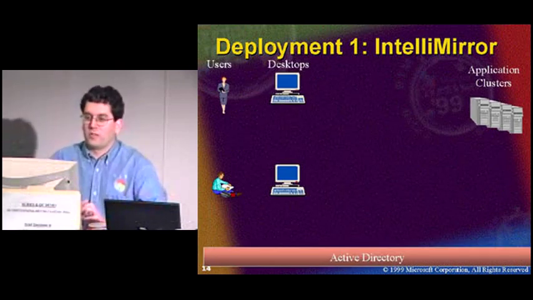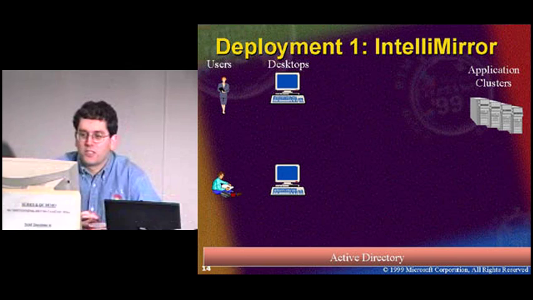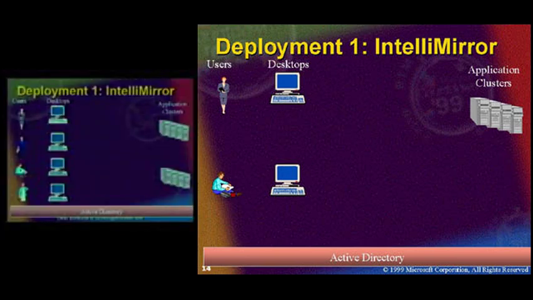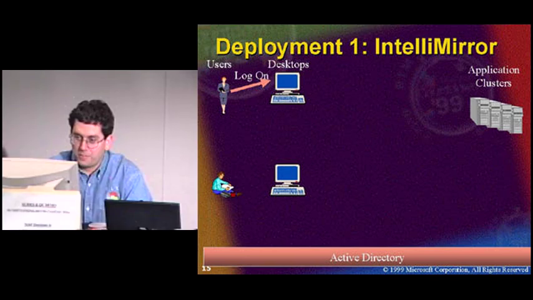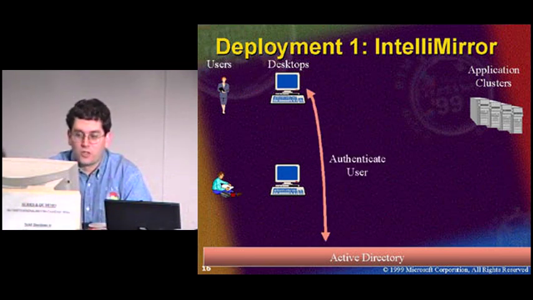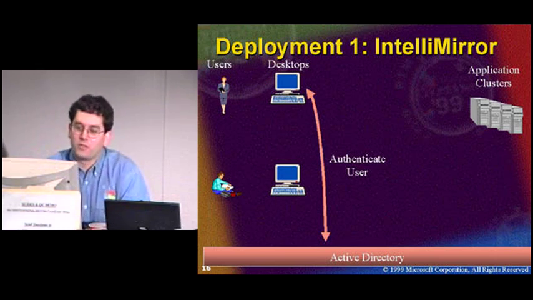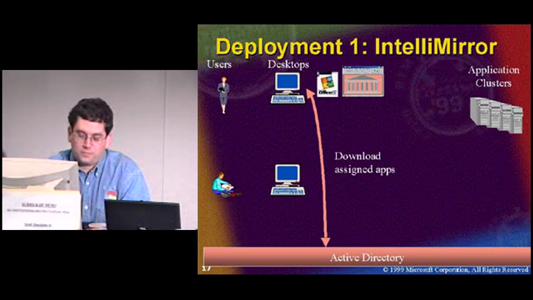So we talked a lot about the IntelliMirror feature. Here's a slide illustrating how this could be applied in practice. So we have a user that's logging onto a laptop or desktop. Windows goes out and authenticates the user against the Active Directory. At the same time, Windows also goes out and determines the list of applications that should be available to this user, that should be assigned on this machine. And these applications get automatically downloaded and pre-installed on this machine.